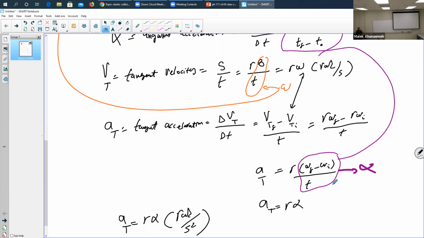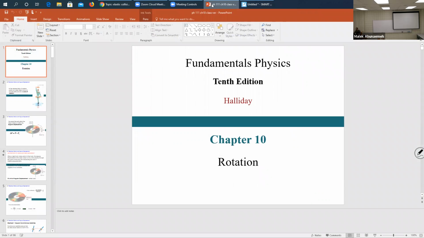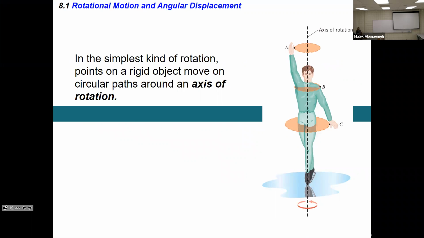So let me just check something. All right, so let's see over here. In the simplest kind of rotation, points on a rigid object move in a circular path around an axis of rotation. We are actually going to talk a little bit about ice skate figures and the relationship you have between the radius and the velocity in just a second.